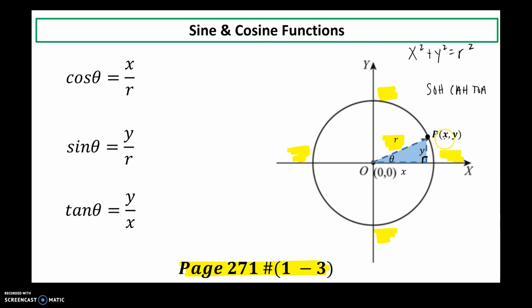So these first few problems, you're going to be given a point on a circle, and you're going to be asked to write the sine, cosine, and tangent. So take those coordinates, plug them into the equation of the circle, and then according to the x and y coordinates, determine what your sine and cosine are. I think it just asks for sine and cosine.